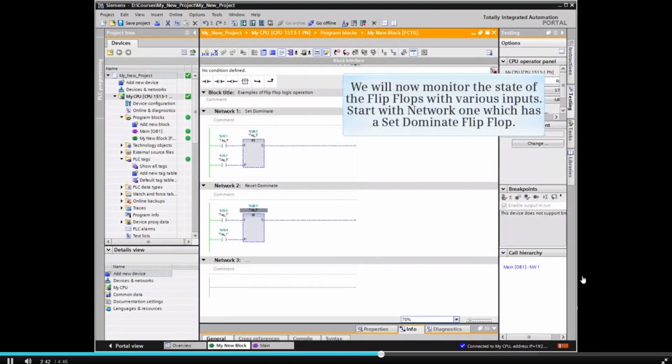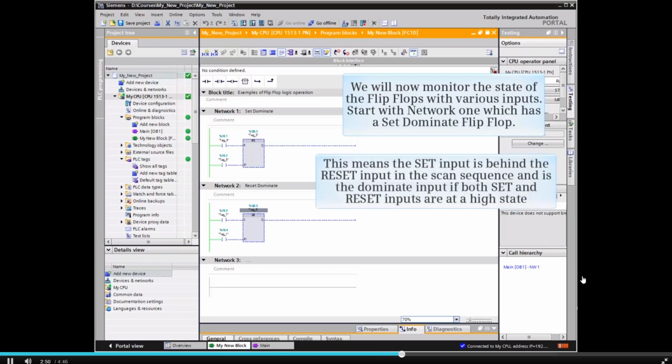We will now monitor the state of the flip-flops with various inputs. We start with Network 1, which has a set dominant flip-flop. This means the set input is behind the reset input in the scan sequence and is therefore the dominant input if both set and reset inputs are at a high state.